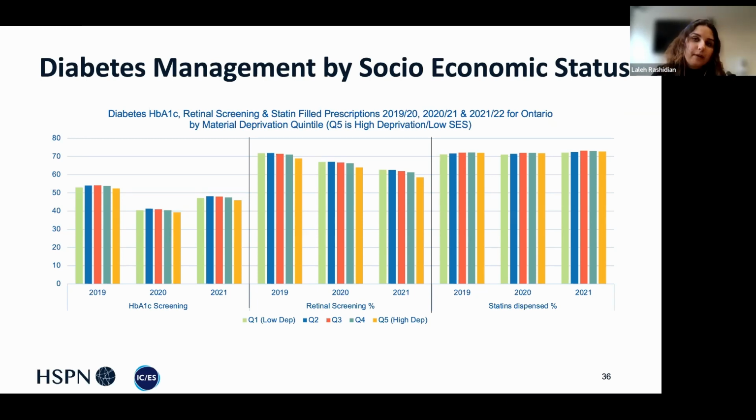Moving on to the proportion of patients with diabetes that have had their statins dispensed on the right, we can see that over the course of these 3 years, this proportion has remained relatively stable. And again, we don't have much difference between our different material deprivation quintiles.